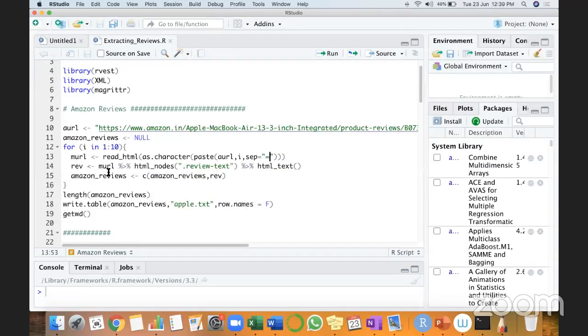Then what does it have to do? Let's say, for example, it went to the first page, and it has to find the HTML node, that means the HTML page structure. Then it has to locate this keyword, and after this keyword we will have the real text or real review. So whatever information is there after this keyword, pull that information. Let me show you.